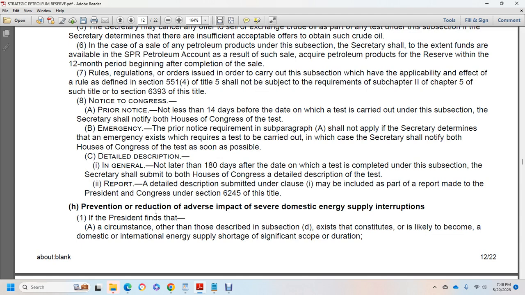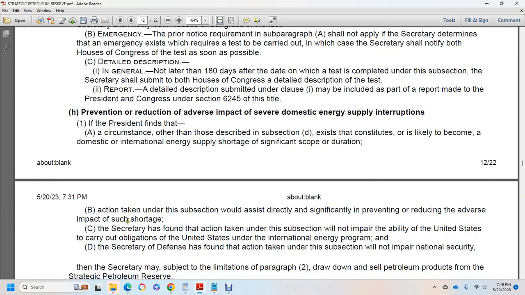8. Prevention or reduction of adverse impact of a severe domestic energy supply interruption. If the President finds that the circumstances described in subsection D exist that constitute a domestic or international energy supply shortage of significant scope and duration, and that action taken under the subsection would assist directly, sufficiently, and significantly in preventing or reducing the adverse impact of such shortage.